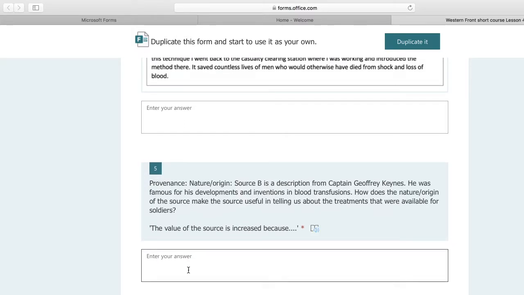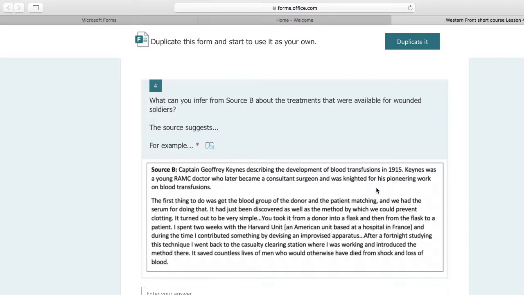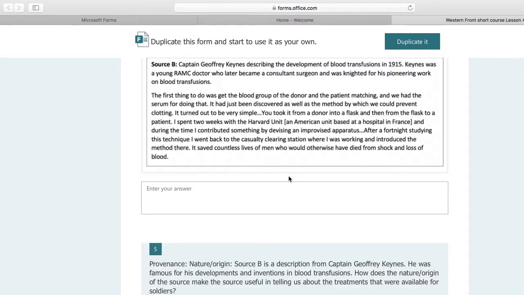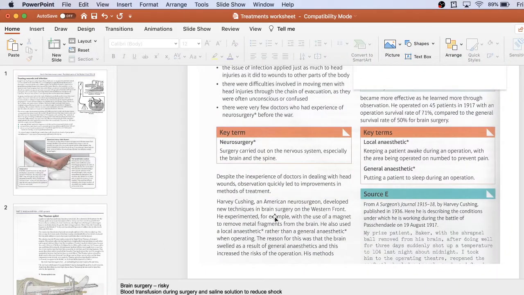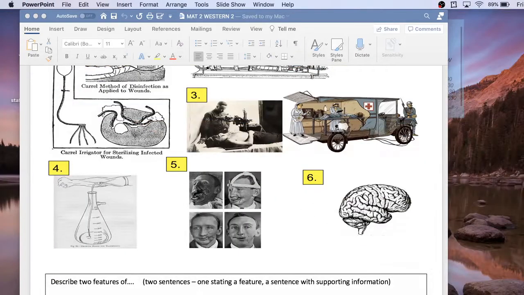Once you finish that, you have to do the same thing and explain to me why the fact that it's Jeffrey Keen's describing development is important. Being an expert in a field, having that experience, why does that make a source more useful? After you've done that, I want you to have a look at the model paragraph.